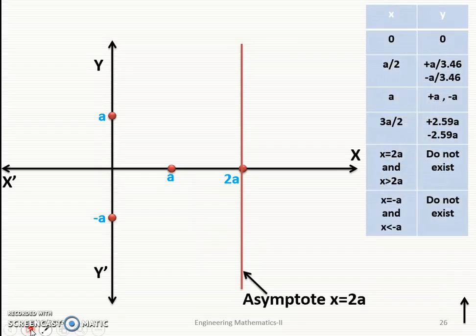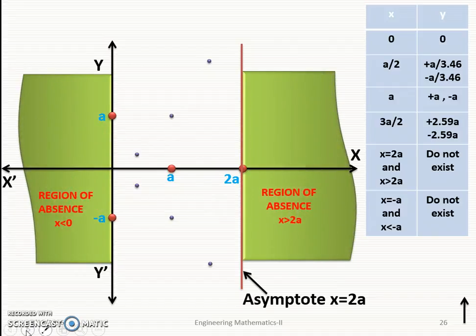Now this is the table, step number 6. With the help of the given equation of the curve, we can draw this table, and these are the points. This is the reason of absence. X is less than 0, there is no curve. X is greater than 2a, there is no curve. And if we join all these points in the first quadrant in between y-axis and the asymptote, we observe that this is the curve.